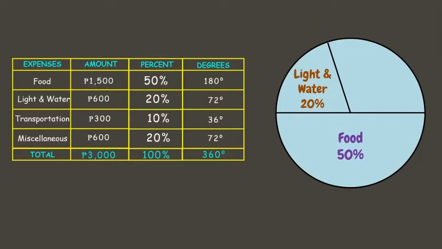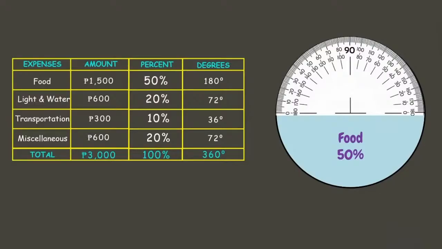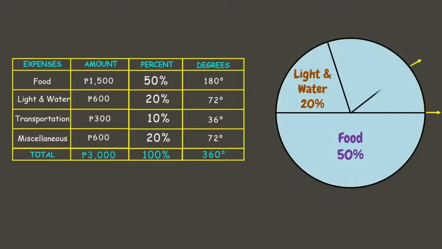Next, let's go to transportation, which is 10% or 36 degrees of the circle. Again, let us use a protractor with this one. So let's start again from 0 and count until 36. Here we have 30, so we just simply need to count 6 more lines. There you go. Now this is our transportation, which is 10% of the whole.